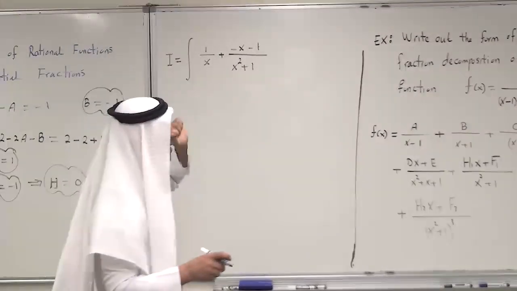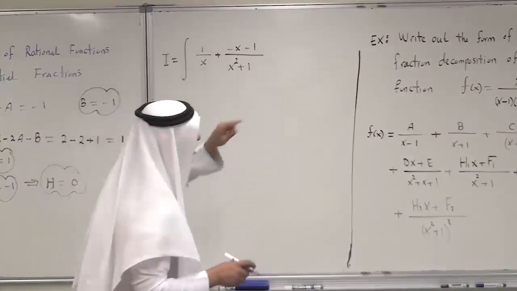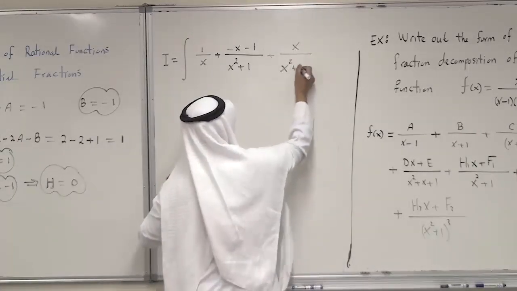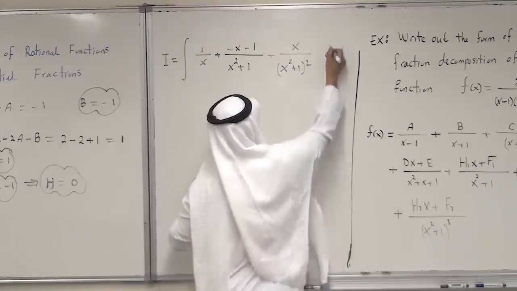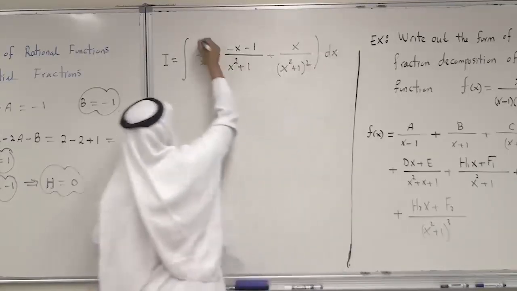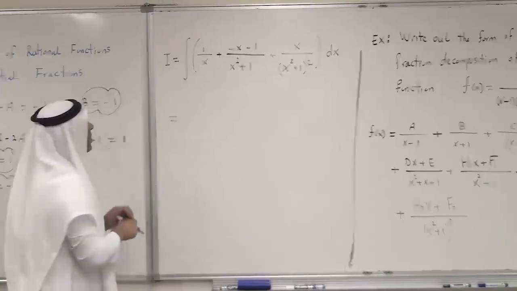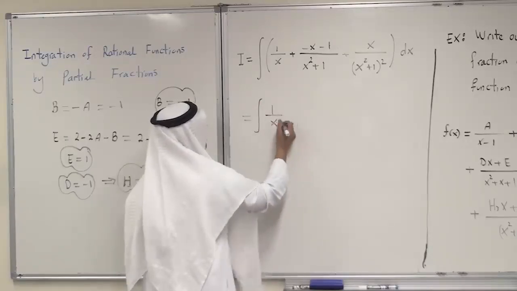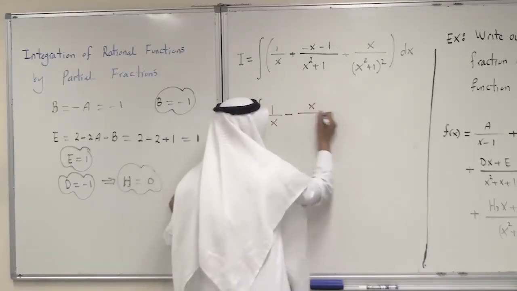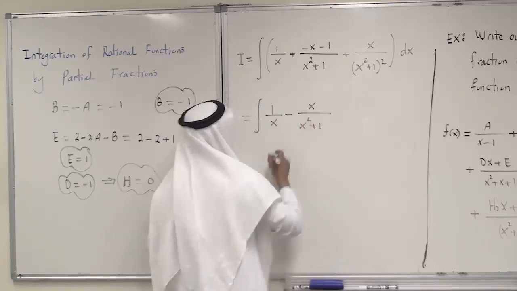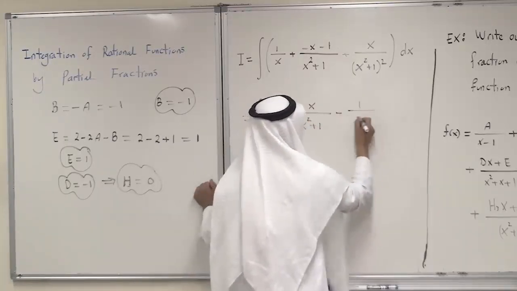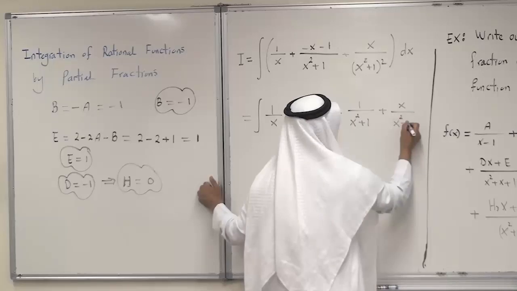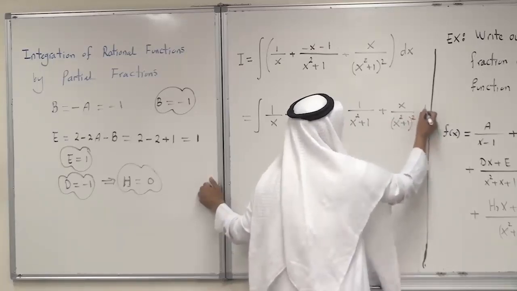Now let us substitute for e. E is equal to 1. So what we have here is just x over x squared plus 1 all squared, and we need to integrate this with respect to x. Interesting. Let us simplify before we integrate. So we have the integral of 1 over x, then minus x over x squared plus 1, minus 1 over x squared plus 1, plus x over x squared plus 1 all to the power 2, dx.